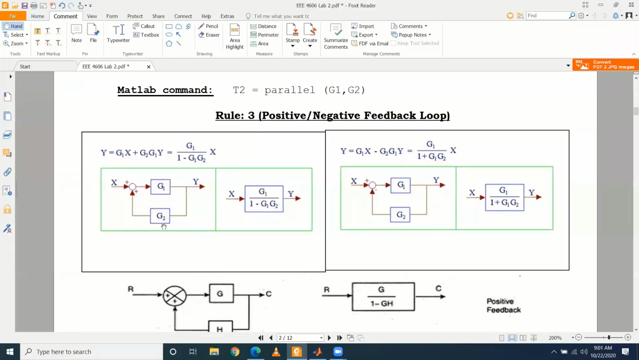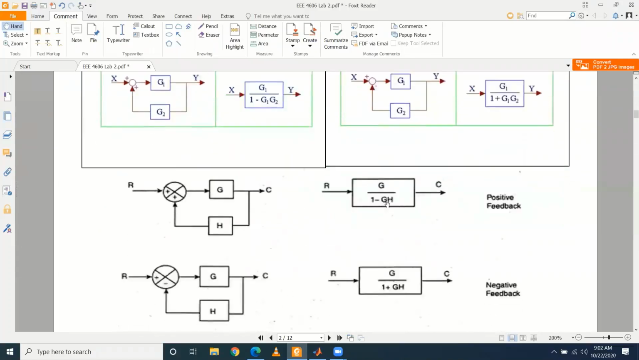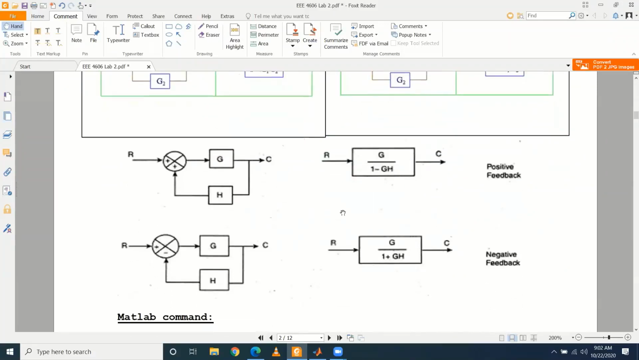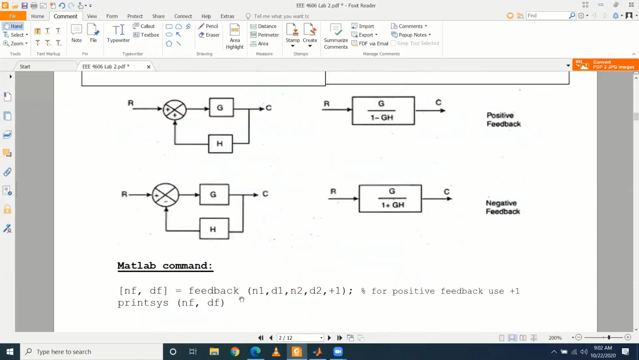So this is the overall block diagram, meaning the overall transfer function of this block diagram: G1 divided by 1 minus G1 G2. If it's G and H, we have G divided by 1 minus GH, if you reduce it to one single block. For negative feedback, just replace the minus sign. Instead of minus, it will be plus. So G divided by 1 plus GH. Very simple.